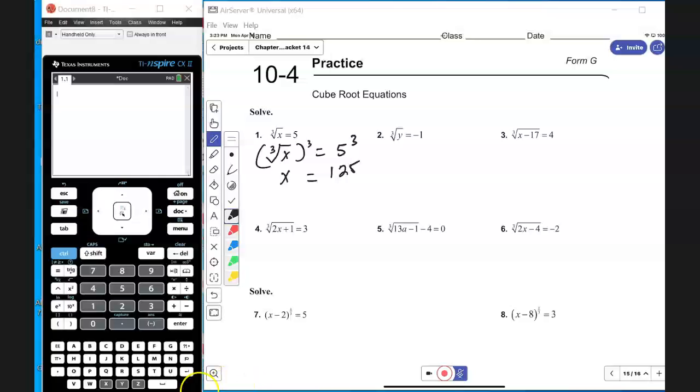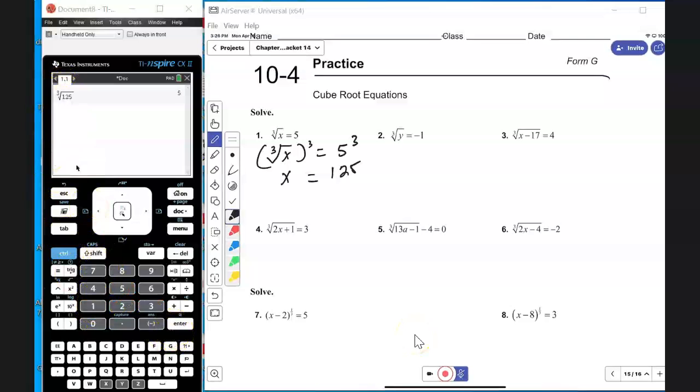If you want to check, all you have to do is substitute: control, and then that symbol, third root, and then you have 125. You press enter. I'm going to go ahead and do example 3. There is another method to solve this, and I'm going to go ahead and show you. You can also do it graphically.